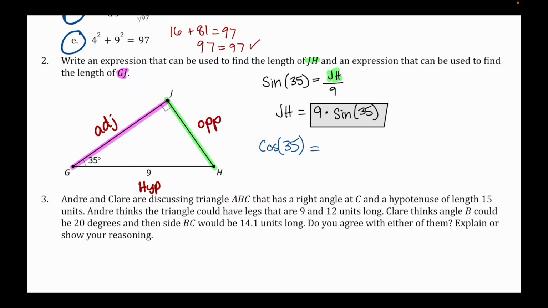And that is going to be equal to GJ, or our adjacent, divided by the hypotenuse, which is also 9. So I'm going to highlight just for colors so that everything's consistent. That one we're using cosine, so we would multiply here both sides by 9, which would mean that GJ, to find that length, we would do 9 times the cosine of 35.